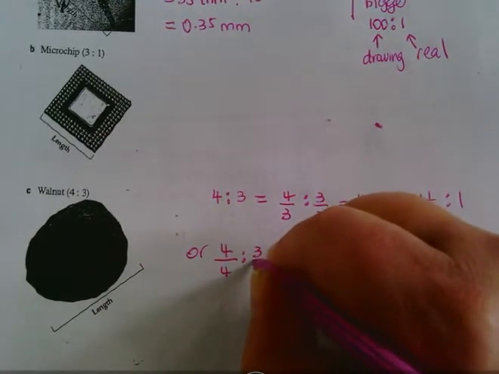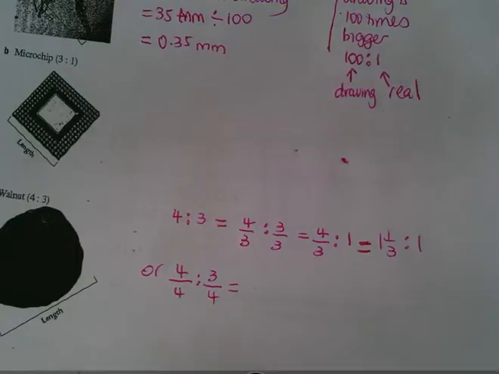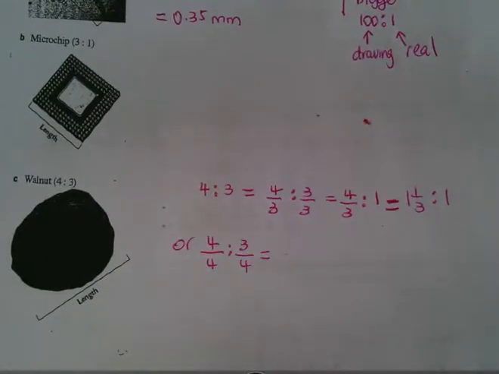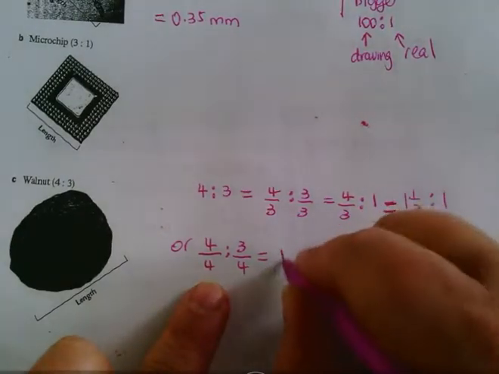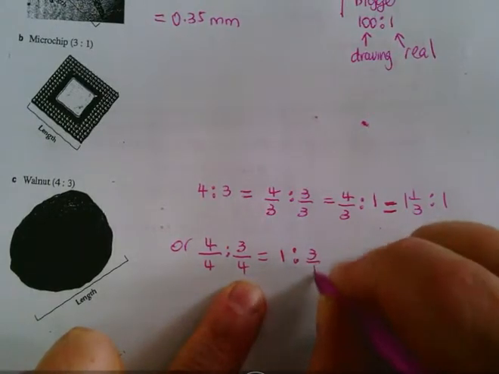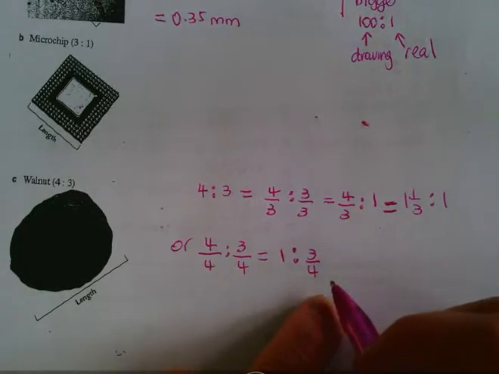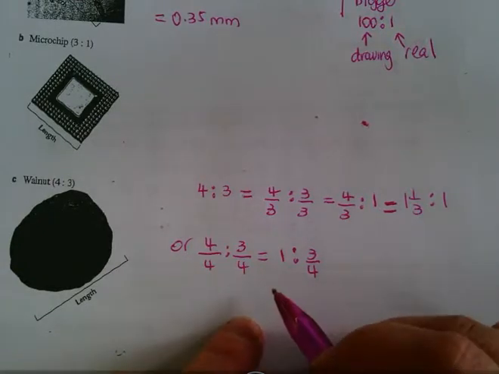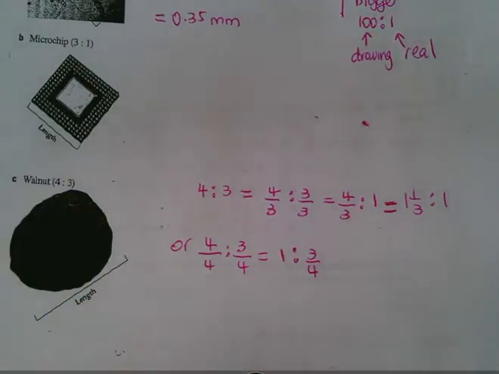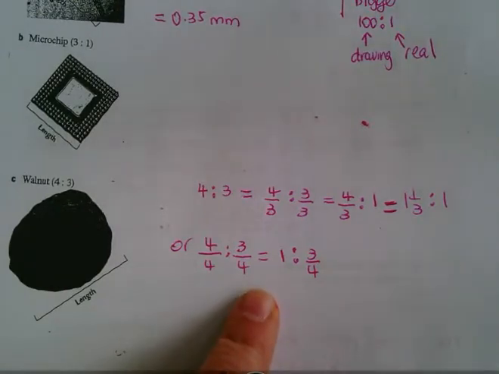Divide them both by 4. So what happens if someone divides them by 4? I'm trying to show you, I don't want you stressing. It doesn't matter which way you did it. 1 is to 3/4. That means that the real one is 3/4 the size of the drawing. And actually, I really like the second way.